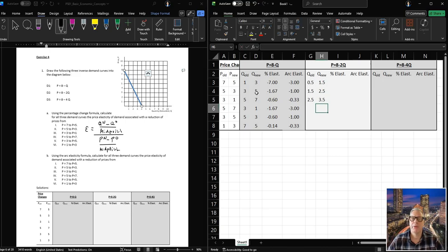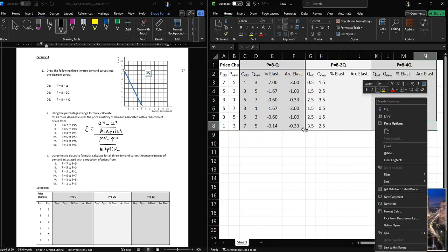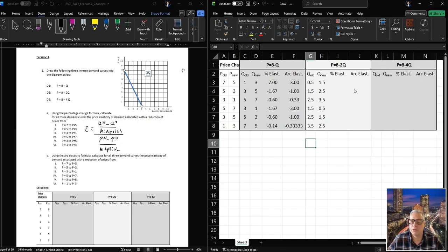Okay, so now we go up again, 5 to 7, so we just flip from 1.5 to 0.5, then from 2.5 to 1.5, and lastly from 3.5 to 2.5. Okay, so now we have identified the quantities again.